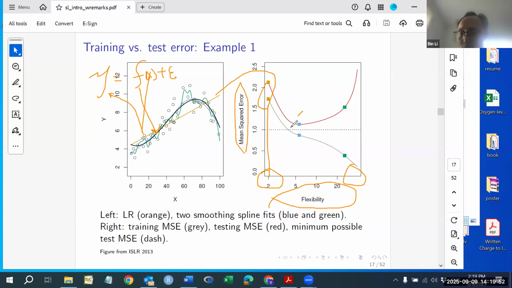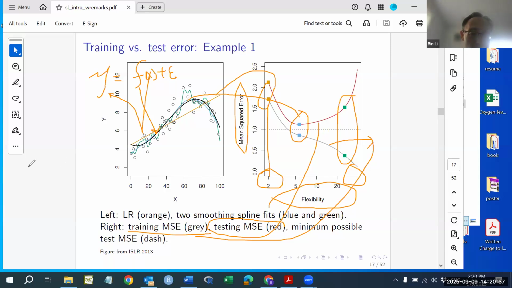And what is the second, more complicated model? That's the blue one. It's nonlinear, so it's more complicated than the linear model, but it's smoother compared to the green one. So the most flexible one is the green one. Here the training error is the gray curve. So that's the training error. And the red curve, that's the testing error.